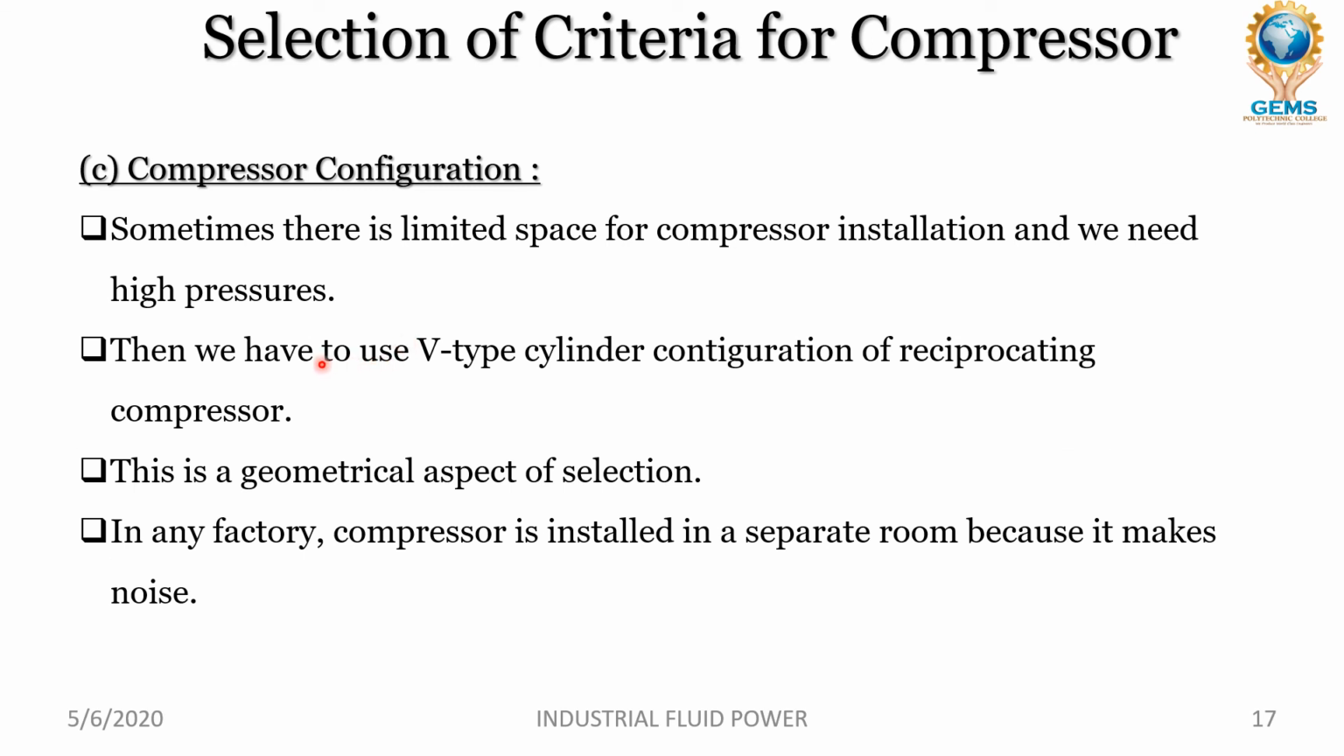The selection criteria for a compressor is based upon the compressor configuration also. Sometimes there is limited space for compressor installation and we need high pressures. Then we have to use the V-type cylinder configuration of the reciprocating compressor. For limited space and for high pressure, we can go for V-type cylinder configuration. This is a geometrical aspect of selection. In any factory, the compressor is installed in a separate room because it makes noise.